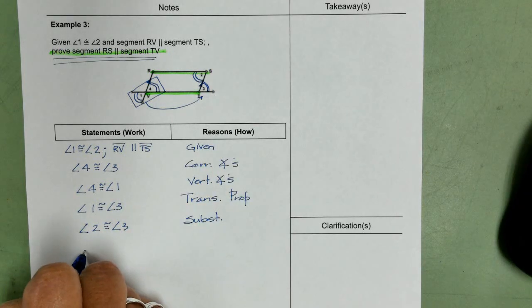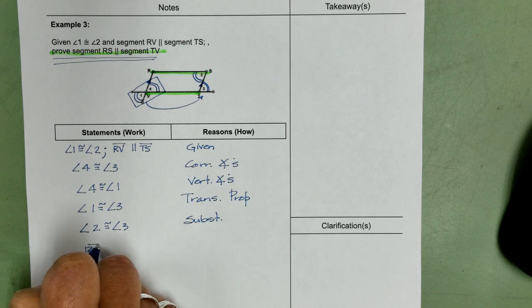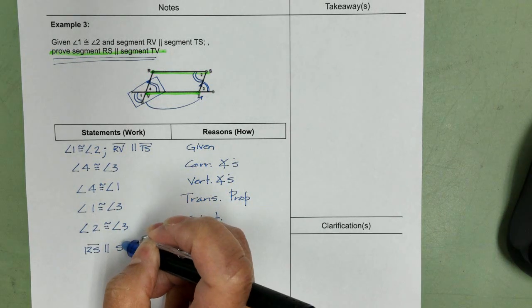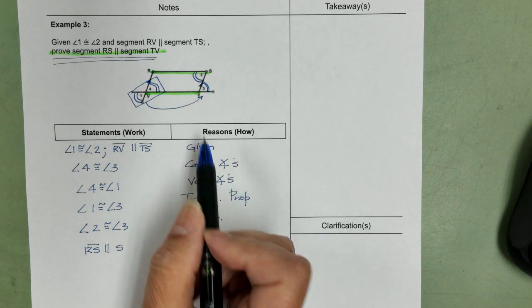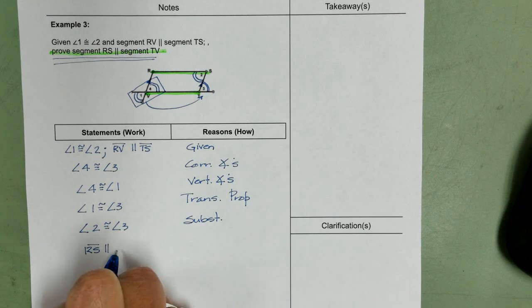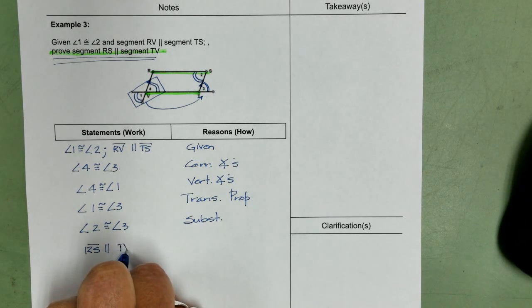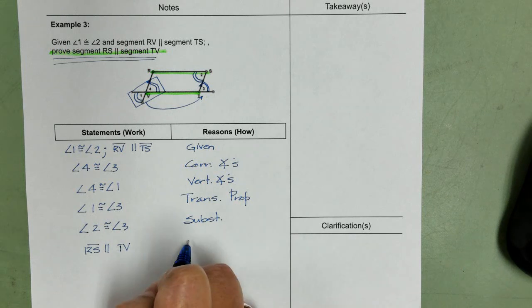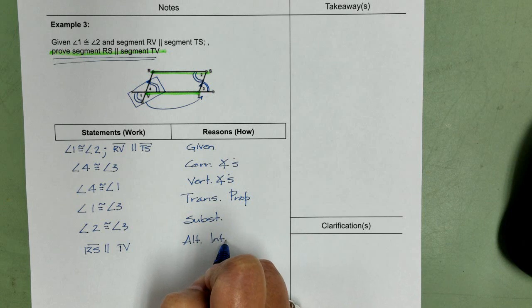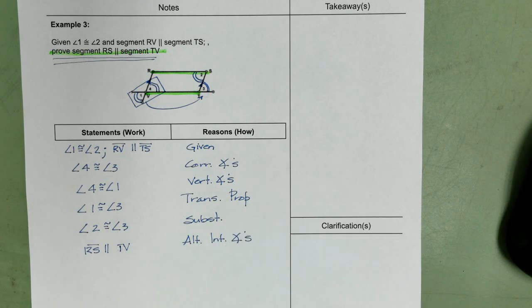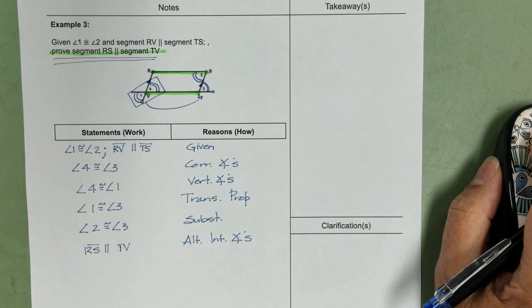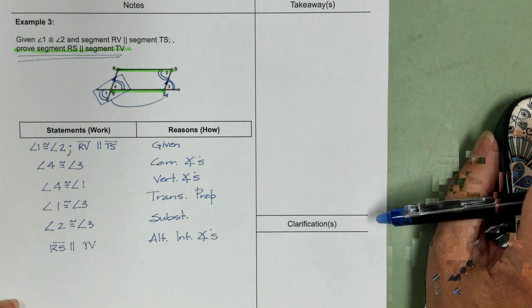That now allows us to say that segment RS is parallel to segment TV. And that is by alternate interior angles. And your proof here is finished.